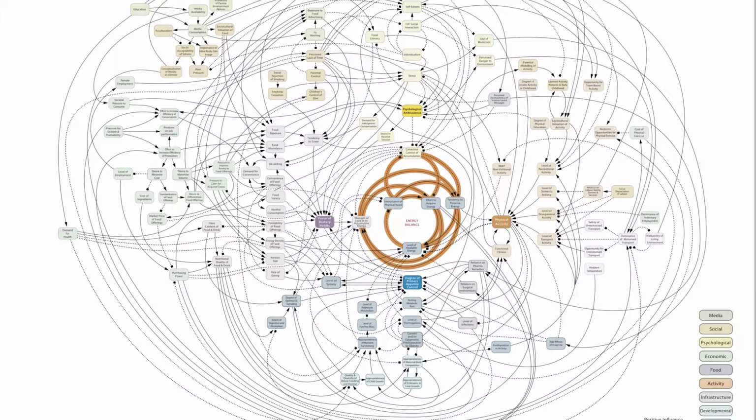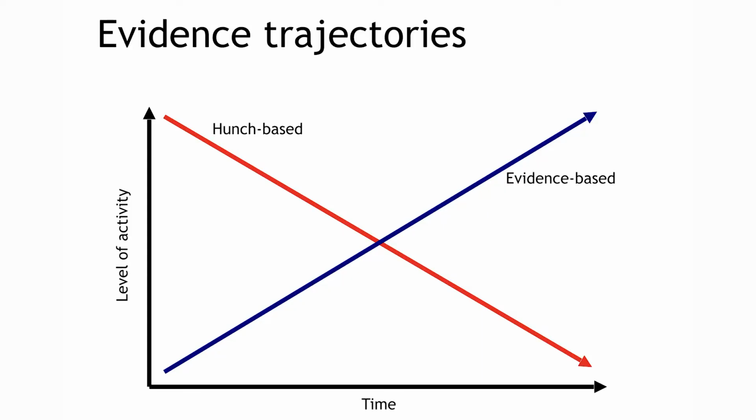When we think about obesity as a complex system, it can help to explain why we haven't made very significant progress in terms of the evidence base about what to do to tackle it. So here's a very basic slide that I put together when I first started working in obesity, showing where I hoped the evidence trajectories would go.